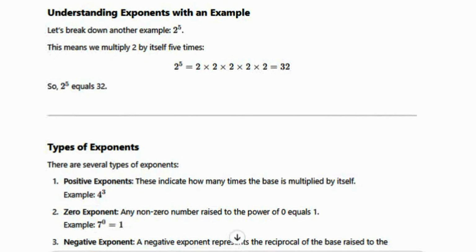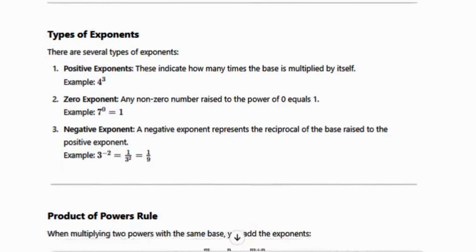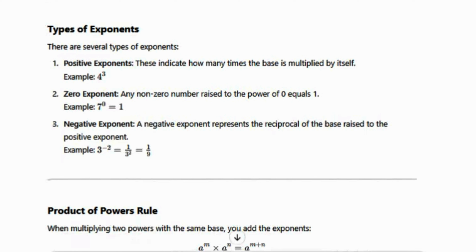Now let's explore types of exponents. Positive exponents. These tell us how many times the base is multiplied by itself. For example, 4^3 means multiplying 4 by itself 3 times. Zero exponent. Any number raised to the power of 0 is always 1. For example, 7^0 equals 1.